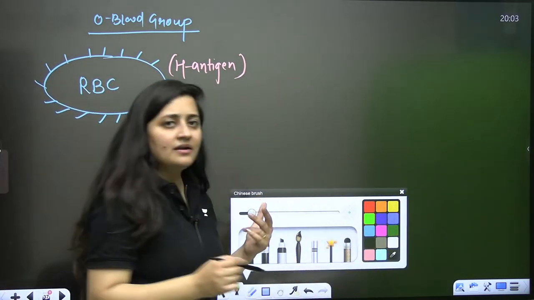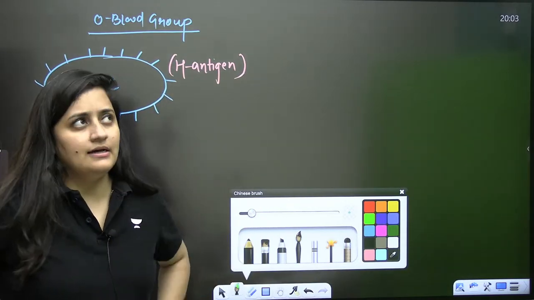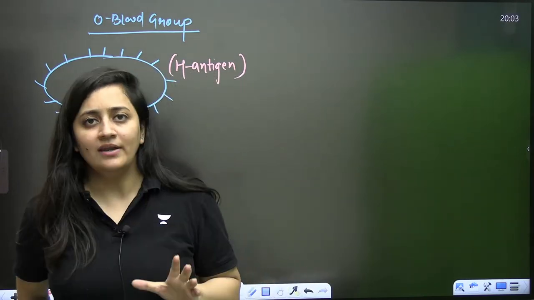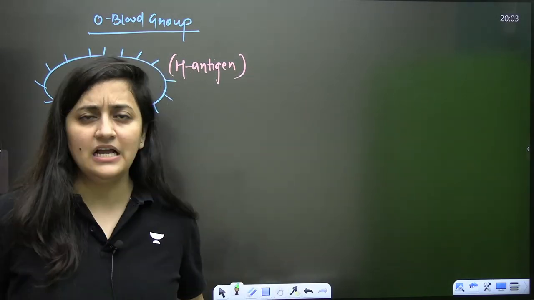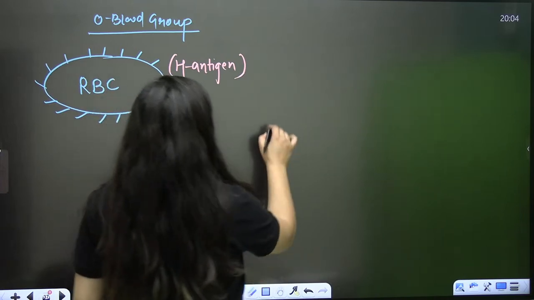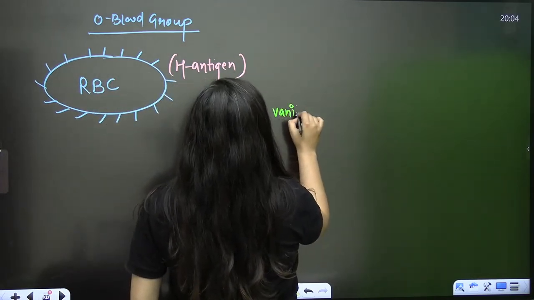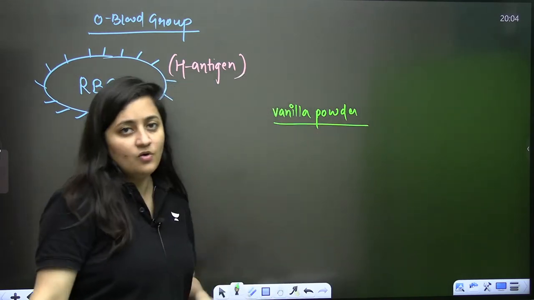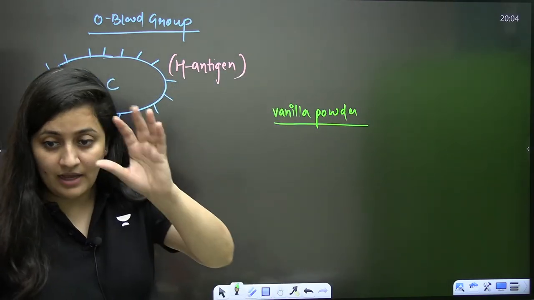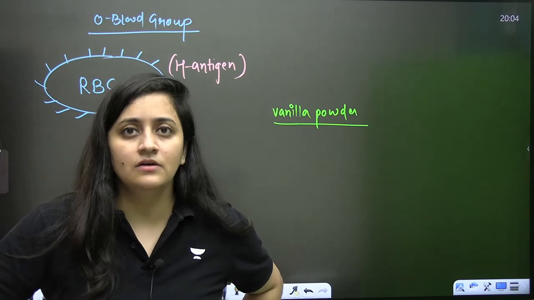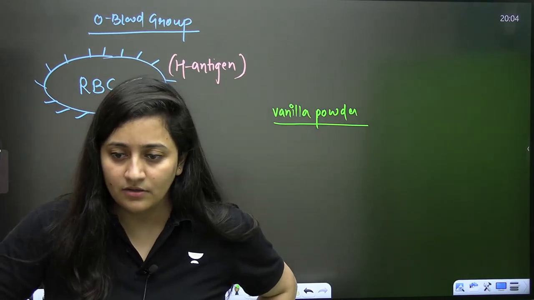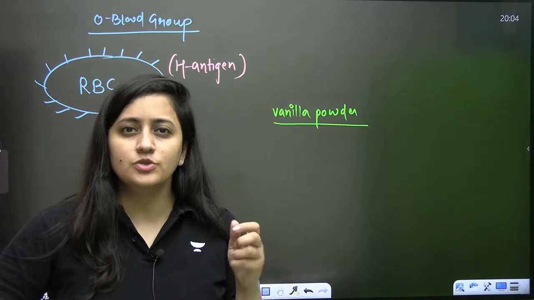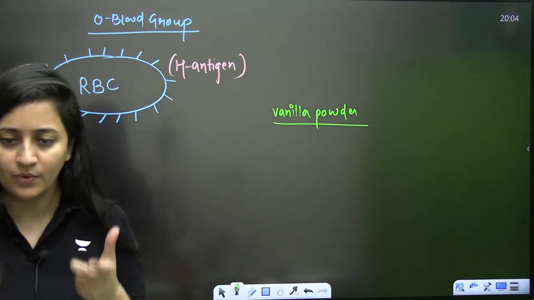Now you must be thinking, ma'am, what is the meaning of this? Let me give you one example. Let's say you have vanilla powder. I don't know why I'm giving such examples, but okay. I'm sure you like vanilla shakes or something, right? Maybe you have tried. Tell me in the chat section: butterscotch, vanilla.